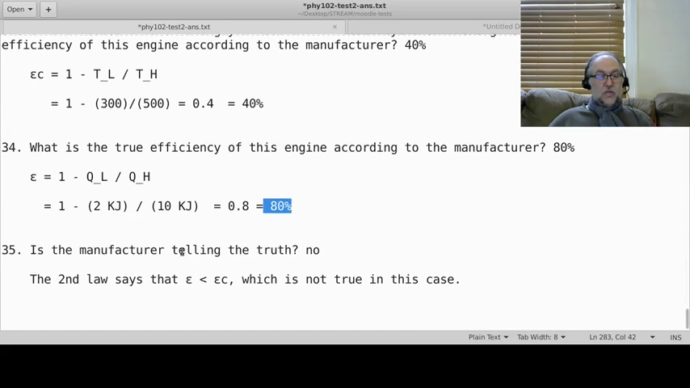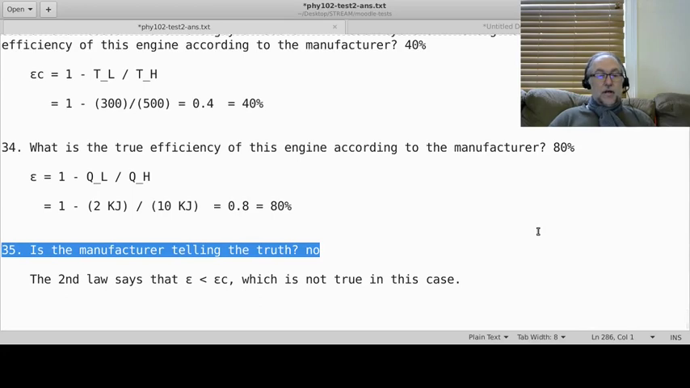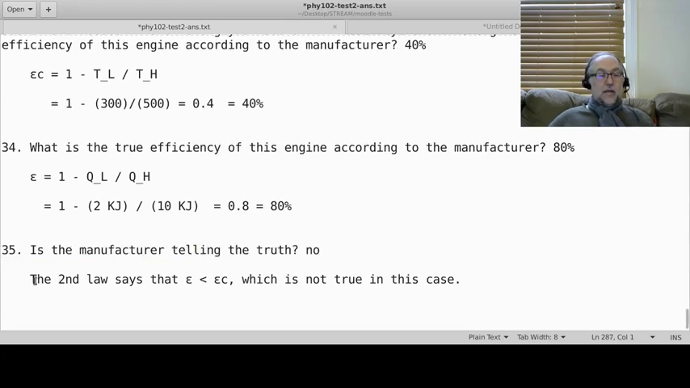And so is the manufacturer telling the truth? Nope, they're not telling the truth. They are lying. Why? Well, because the second law of thermodynamics, again, I didn't really prove this, but Sadi Carnot, using the ideal gas law along with the qualitative statements of the second law of thermodynamics that heat can't spontaneously do work, showed that any true efficiency of an engine must be less than the Carnot efficiency. The Carnot efficiency is like the ideal, and you can never go past it.